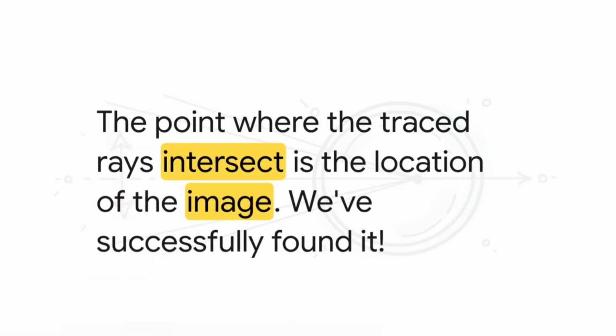And that is the aha moment. That exact spot where our two rays intersect, that tells us precisely where the top of our new image is going to be. So all we have to do is draw a new arrow from the center axis down to that intersection point, and boom, we've just found our image.